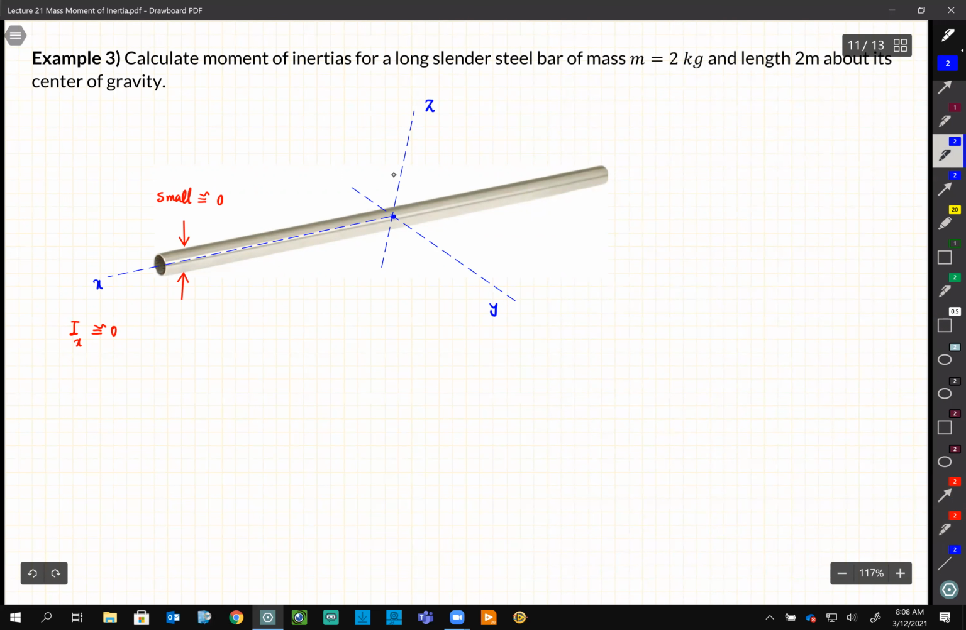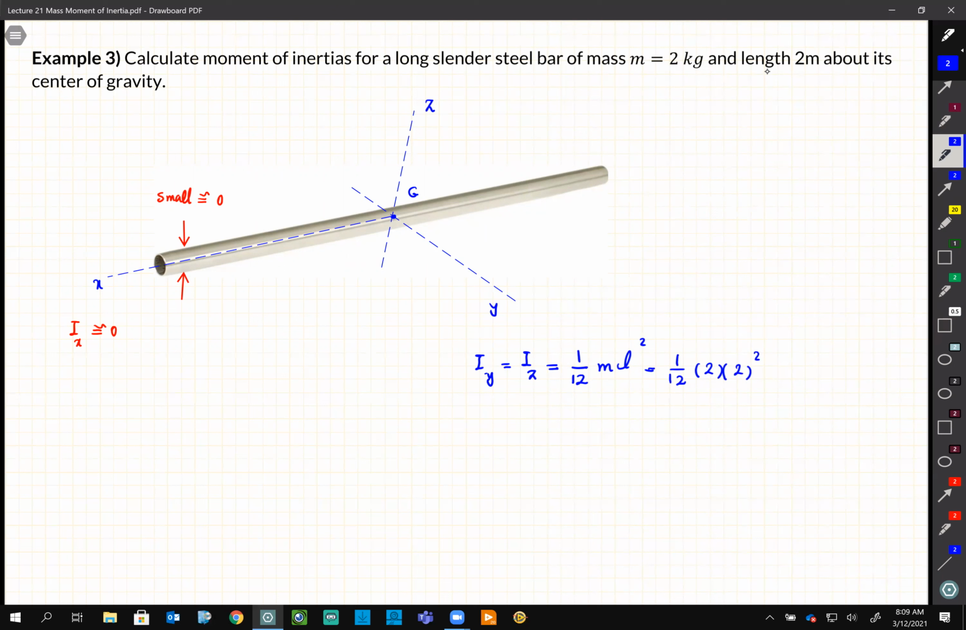So this is the center of gravity, G. Iy is equal to Iz. And for a slender bar, we have the formula 1/12 m L squared. We have m and we have L. So it's going to be 1/12 times 2 kilogram times L, which is 2 meter, squared. Simplifying this, it's going to be 2/3 kilogram meter squared.